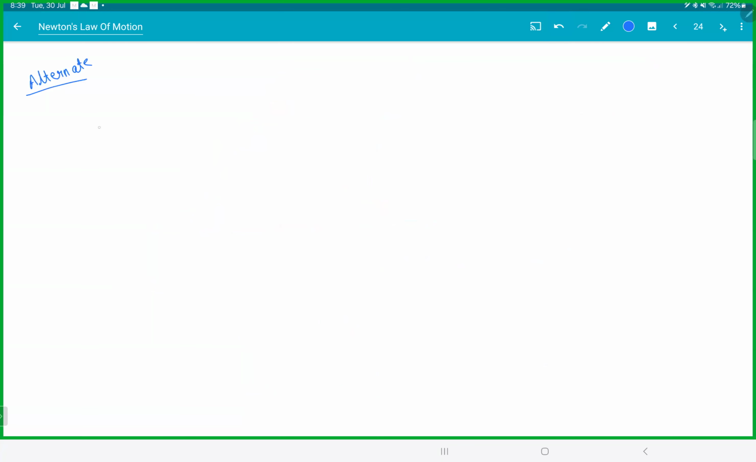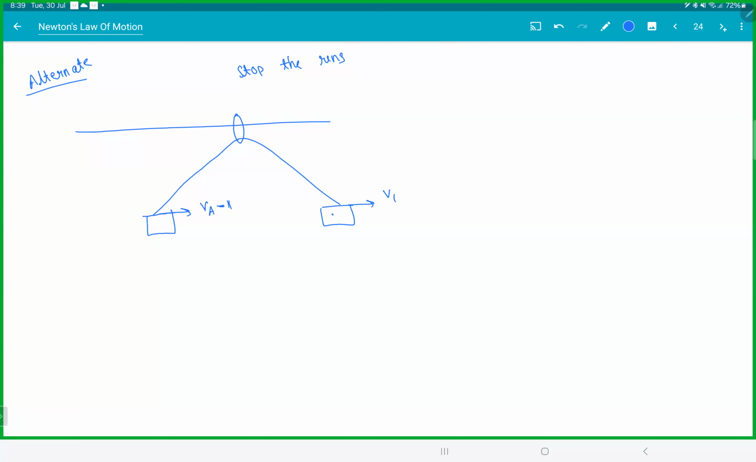Relative motion. Stop the ring. So if you stop the ring, it becomes like part A, isn't it? So this guy will go with VA minus 1. This guy will go with VB minus 1. Tension will remain same. This is 30, this is 60. So it will be T cos 60 VA minus 1 minus T cos 30 VB minus 1.